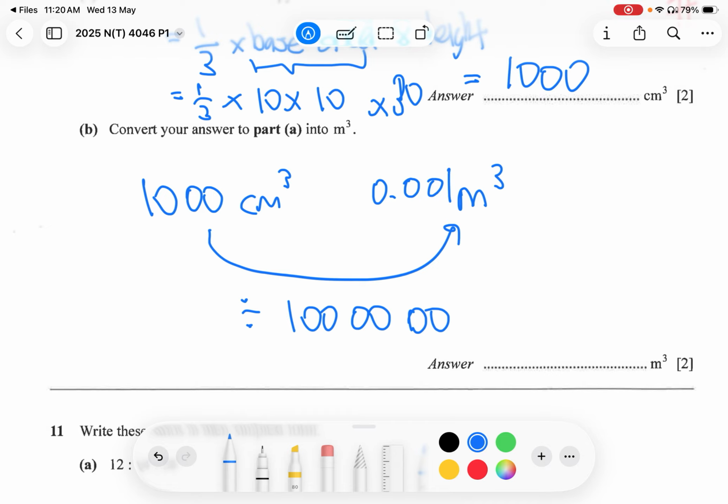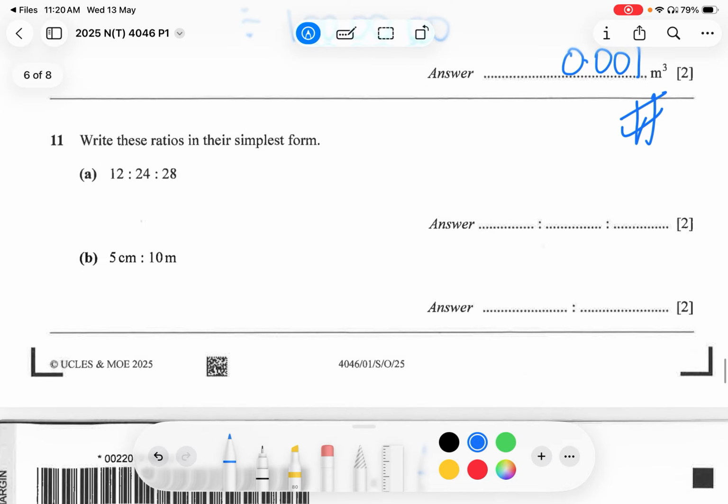0.001 meter cube. 0.001. That's it. That's your answer. Okay, for this, the next one.